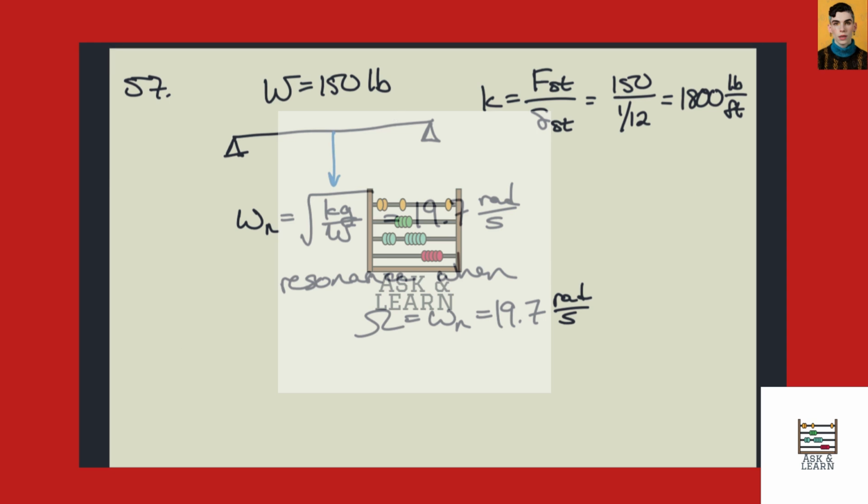And let me actually calculate that in RPM for you. 19.7 times 60 divided by 2 pi is 188 RPM. So that would be how fast the motor would be spinning if the system were to be excited into resonance. That's usually something you want to avoid. So you want to avoid having the motor spinning at this speed for any length of time anyway.